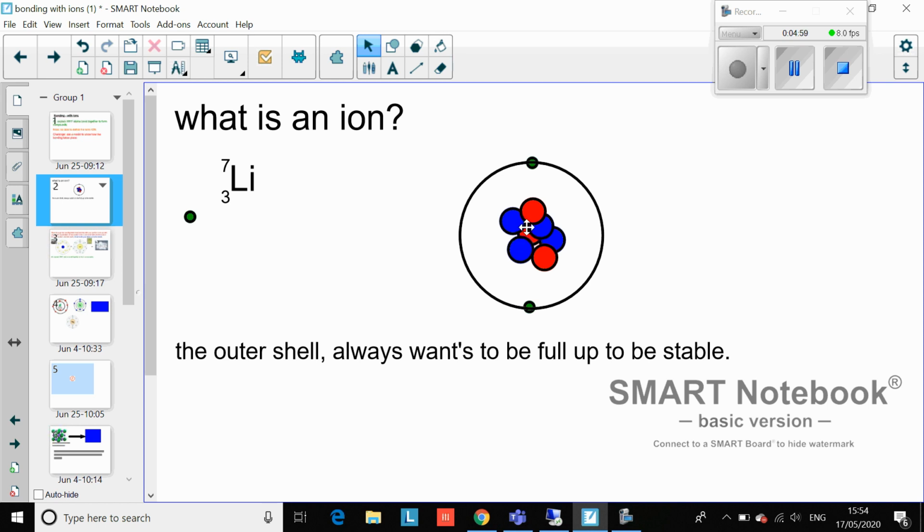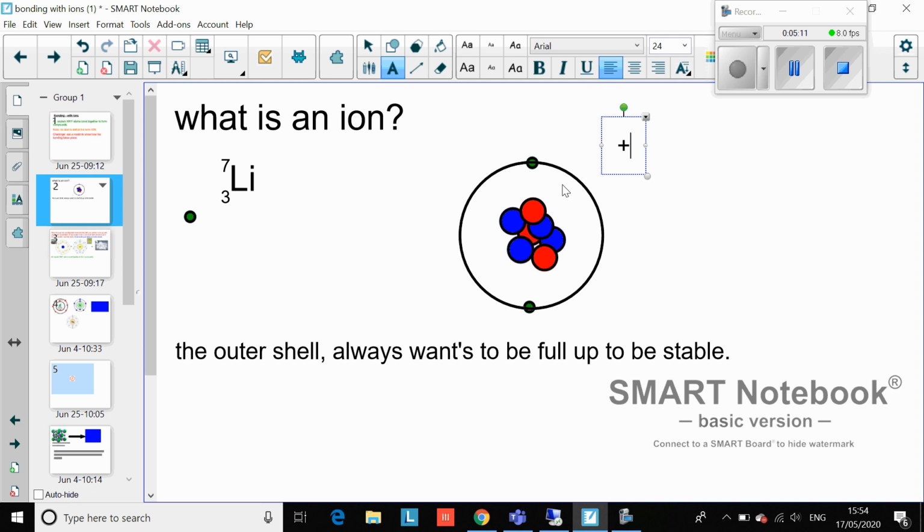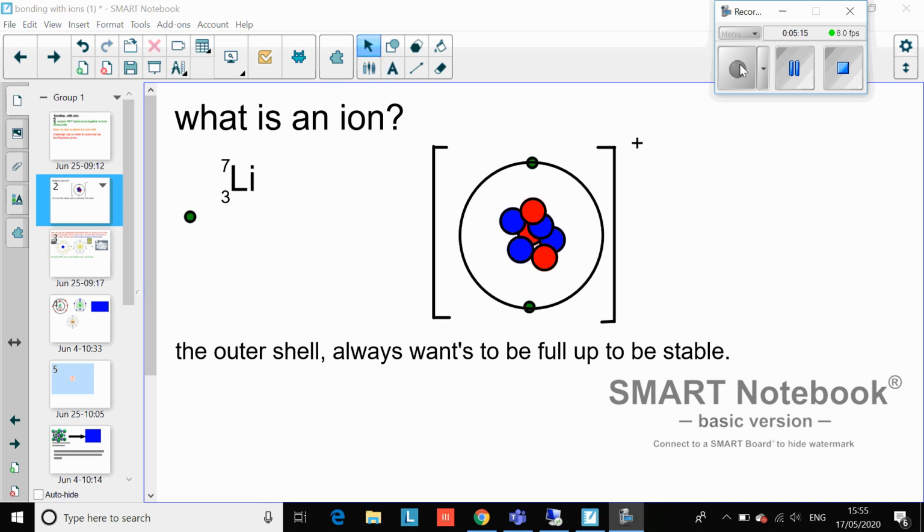And so this is still lithium because it's still got its positive protons. It is still lithium, but it's no longer a lithium atom. It's what we call a lithium ion. So, because of that, we give it a little plus symbol, and it goes in little square brackets like that. So that's a lithium ion. And so the whole thing is this outer shell always wants to be filled up to be stable.